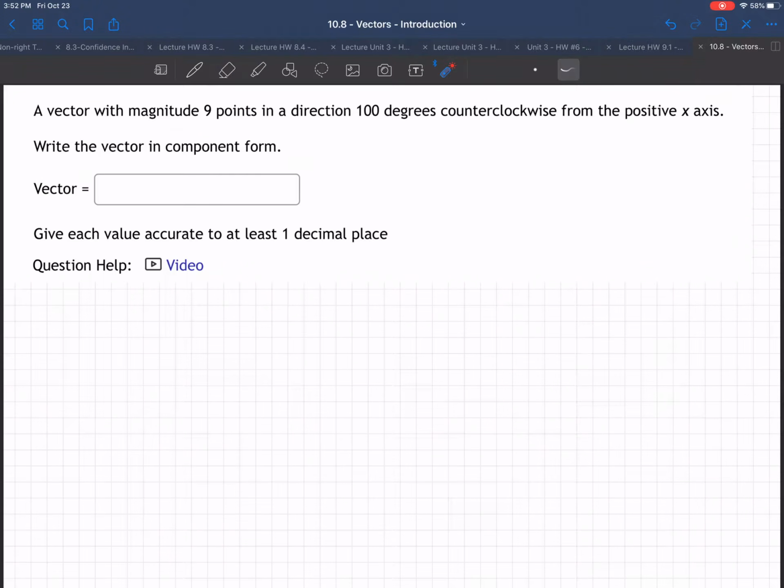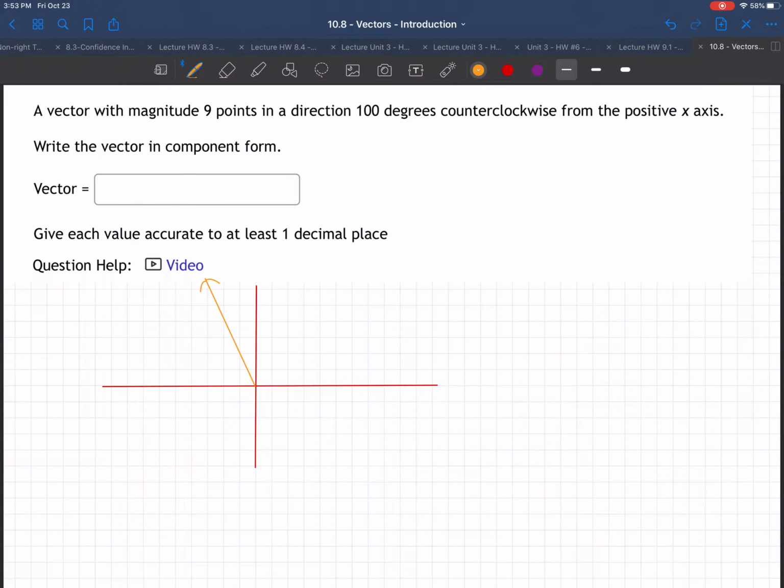Here's an example in which we're finding a vector with magnitude 9 that points in the direction 100 degrees counterclockwise from the positive x-axis. So I'm going to actually draw this vector. 100 degrees would be about like that or so. So the vector is like that.